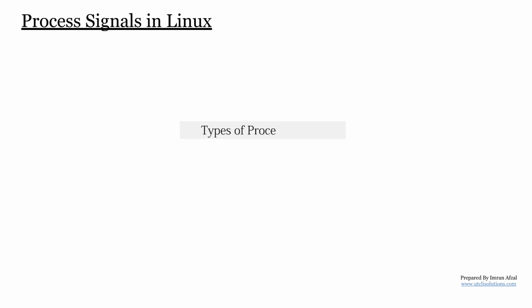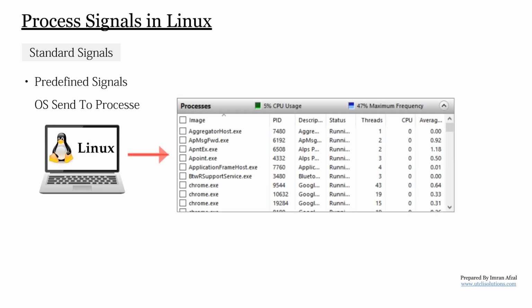There are two main types of process signals in Linux: standard signals and real time signals. Standard signals are predefined signals that the operating system sends to the process to control their behavior. These signals have fixed meanings, like stopping, pausing, or terminating a process.